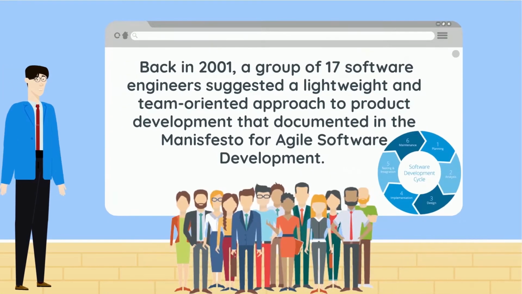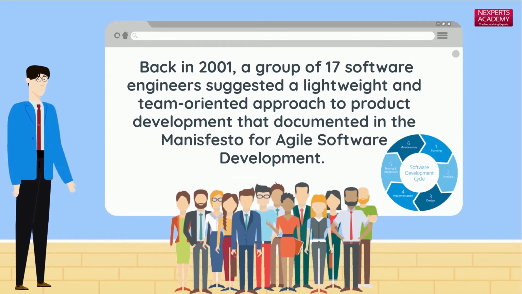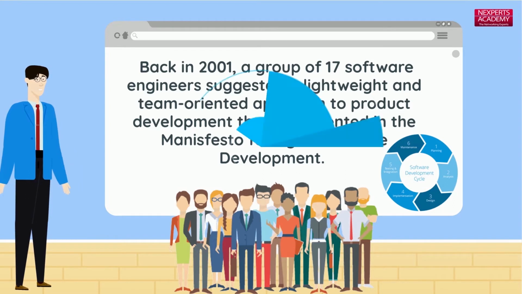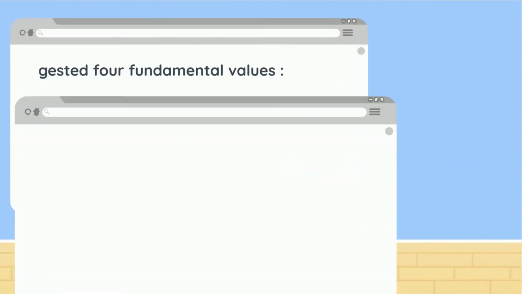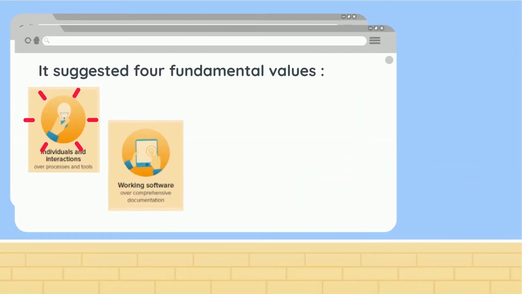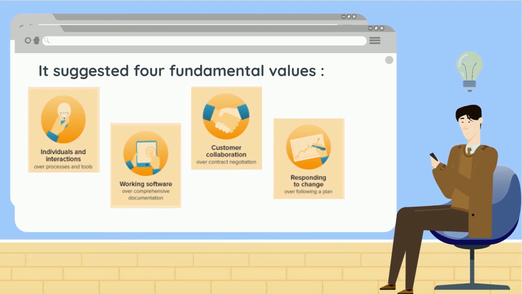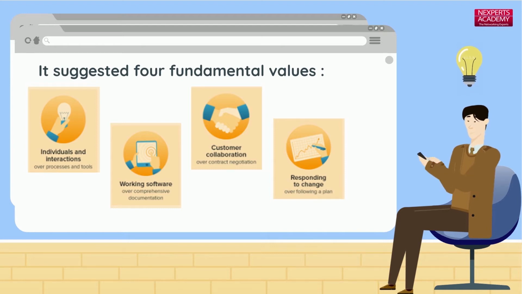Back in 2001, a group of 17 software engineers suggested a lightweight and team-oriented approach to product development that was documented in the Manifesto for Agile Software Development. It suggested 4 fundamental values, which are individuals and interactions over processes and tools, working software over comprehensive documentation, customer collaboration over contract negotiation, and responding to change over following a plan.